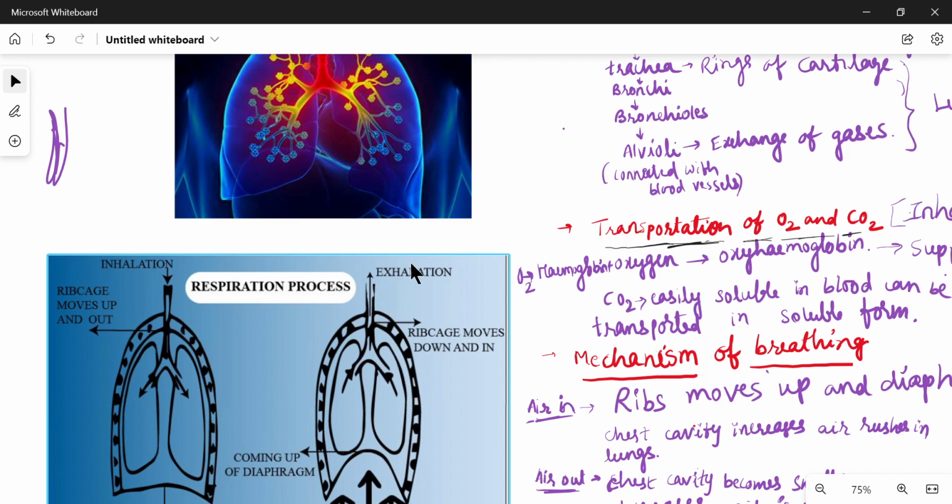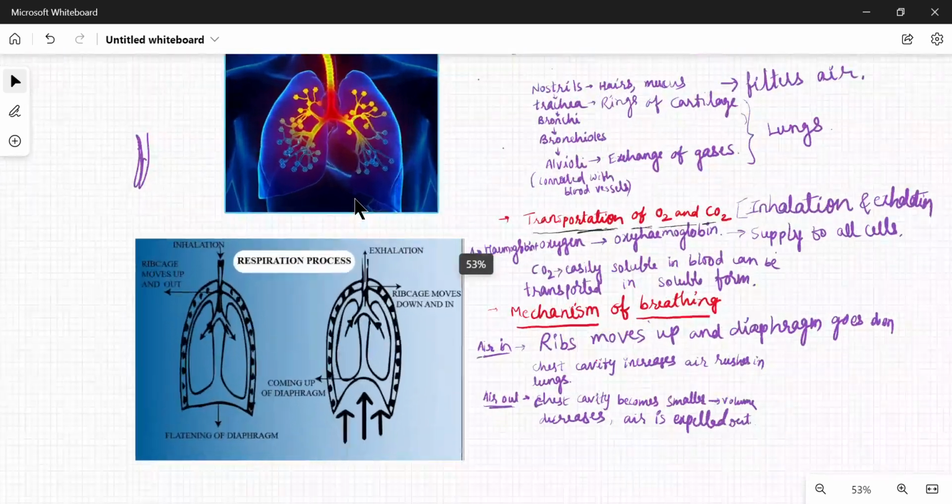And when we exhale the carbon dioxide rich air, at that time the rib cage goes down and the diaphragm moves up, because of which the volume in the lungs will become less. The volume decreases, and that is how the air goes from the lungs towards outside. So this is how there is a mechanism of breathing, and about the human respiratory system.